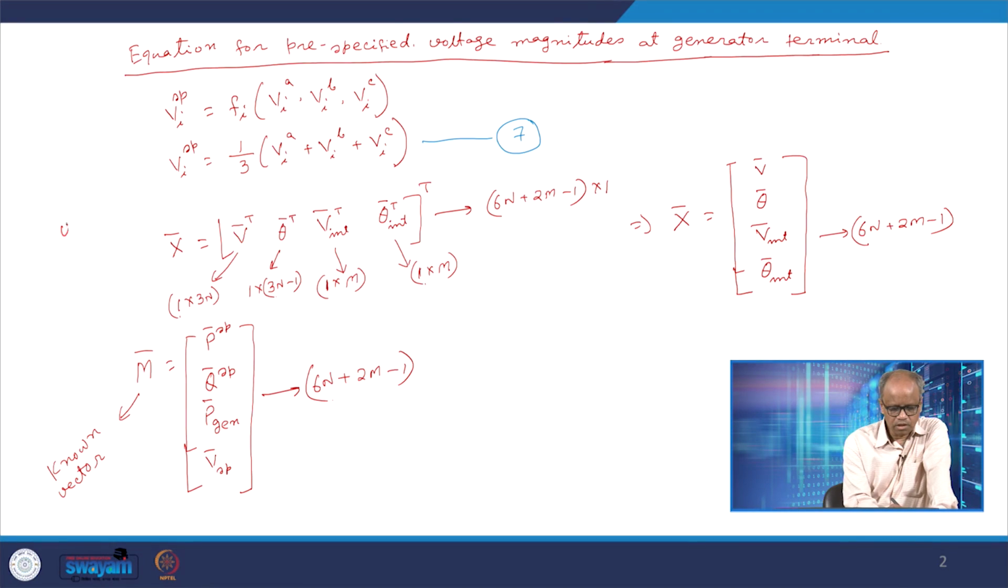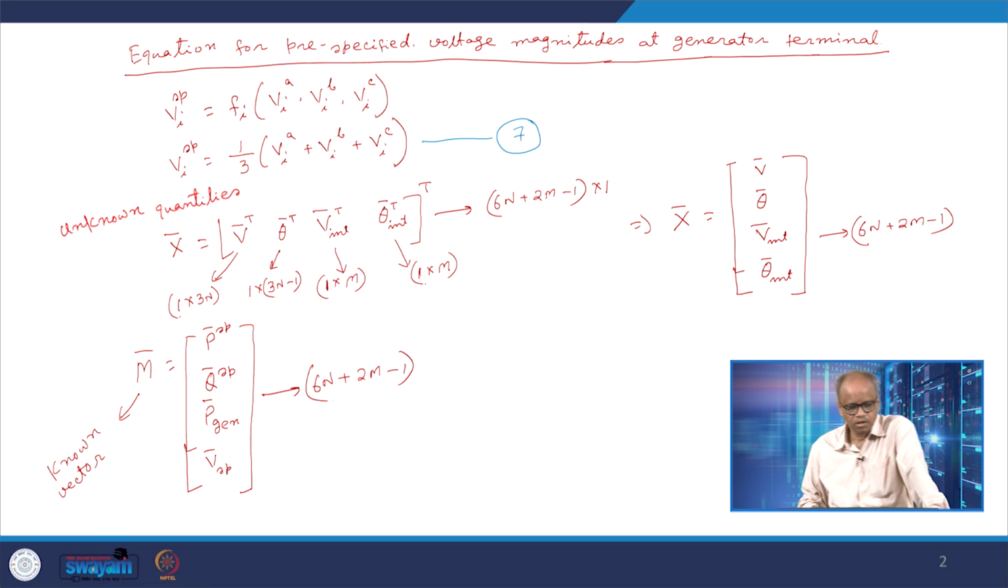Okay, welcome to this lecture on modeling, analysis and estimation of three-phase unbalanced power network. In the last lecture, we have been talking about the known as well as the unknown quantities. So, these were the unknown quantities: V, theta, V internal, theta internal, and we have also noted down the particular dimension, and accordingly we have also noted down the actual dimension of this unknown vector.